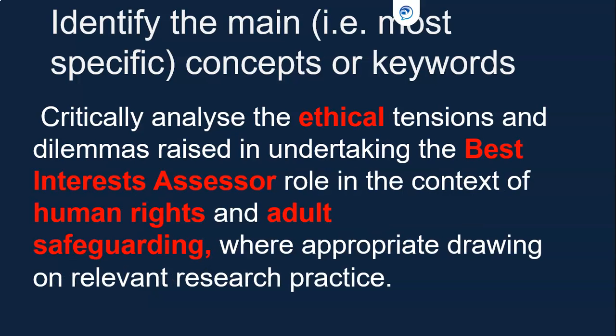So the main key concepts or terms would be ethical, the best interest assessor, because that's the role that we're looking at, in the context of human rights and adult safeguarding. So these are the key terms or the key concepts that we want to find out about.